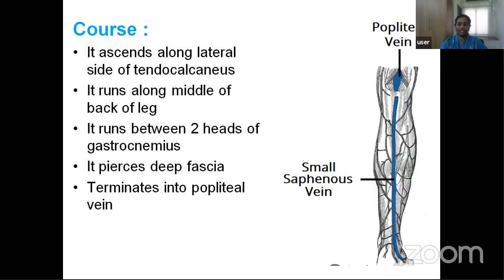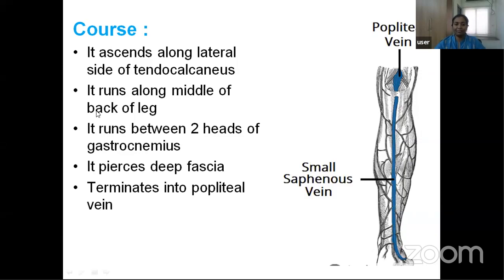When we come to the detailed course of this vein, it starts from the lateral side and runs along the lateral aspect of the tendocalcaneus. Now what do we mean by the tendocalcaneus? The tendocalcaneus is a long tendon formed by three muscles, that is the gastrocnemius, soleus, and the plantaris. This is the tendon formed by the fusion of these three muscles and inserted into the calcaneum. So our small saphenous vein runs along the lateral side of the tendocalcaneus and goes up.